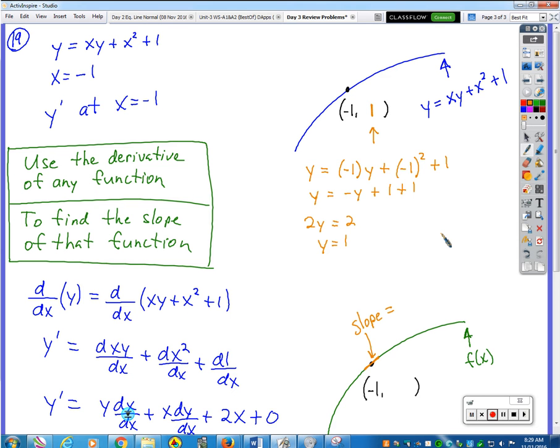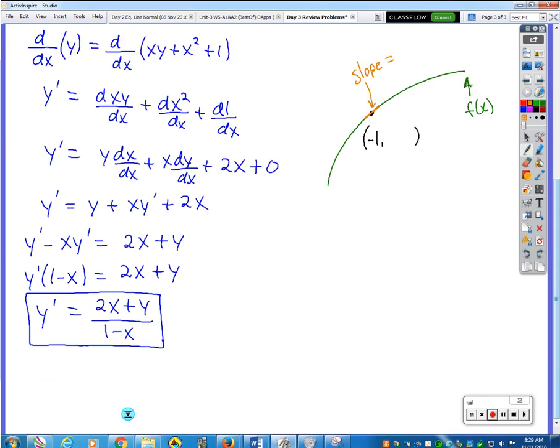Good. So now all that's left to do is plug in the values of x and y. Come down here and we say y prime when x is equal to -1 and y is equal to +1 is going to equal, again, replace the variables with parentheses.